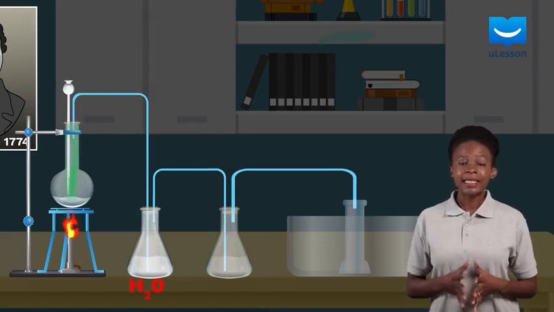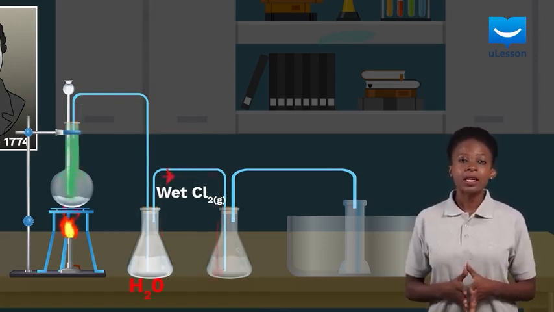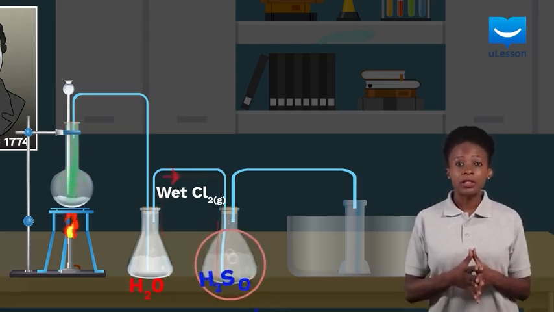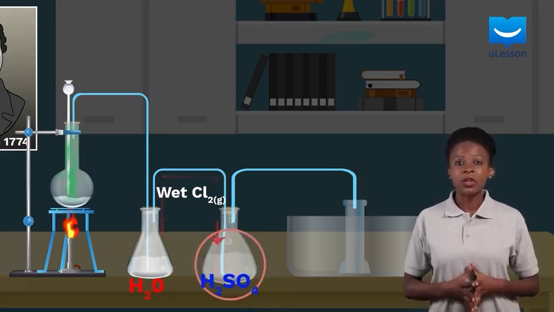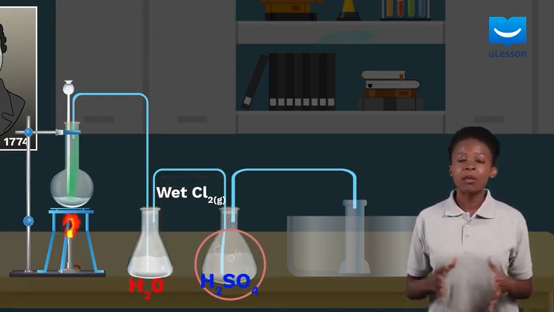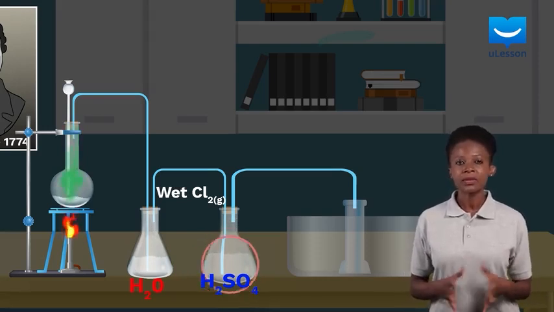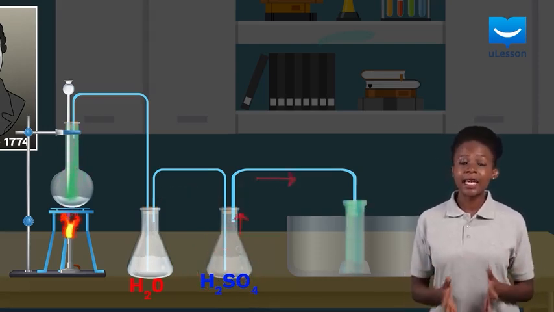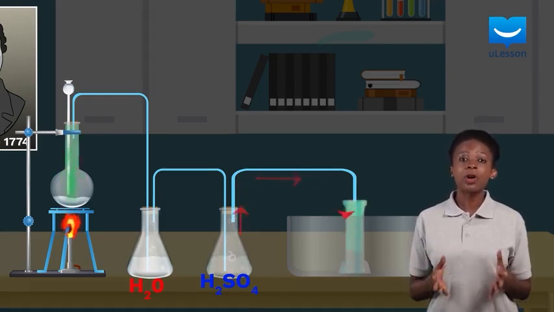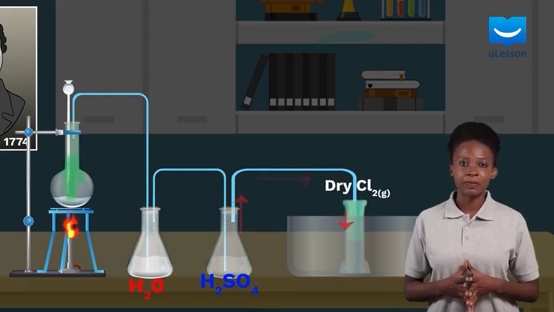The chlorine gas that escapes from the water is wet, so it needs to be dried. This is achieved by passing the wet chlorine gas through concentrated tetraoxosulfate(VI) acid, which functions as the drying agent by removing traces of water from the chlorine gas. The dry chlorine gas escapes from the drying agent and is then collected in the gas jar through upward displacement of air, as it is heavier than air.